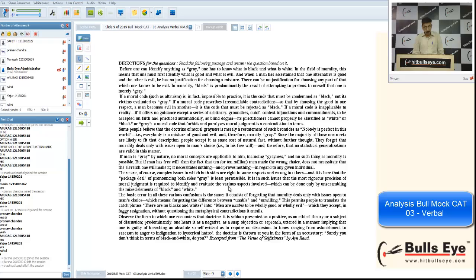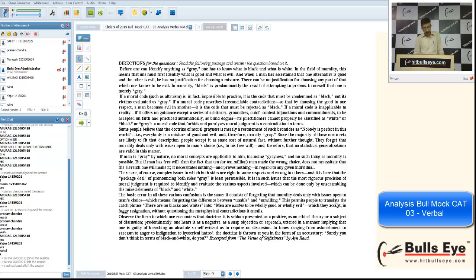He says that we all have choices to select between right and wrong, but whenever we pick or do anything wrong and keep on being bent on doing evil things, we call these gray. So the last line is where the author is giving justification. The basic error in all those various confusions is the same. It consists of forgetting that morality deals only with issues open to men's choice, means forgetting the difference between unable and unwilling.